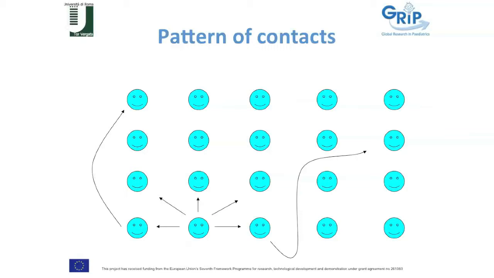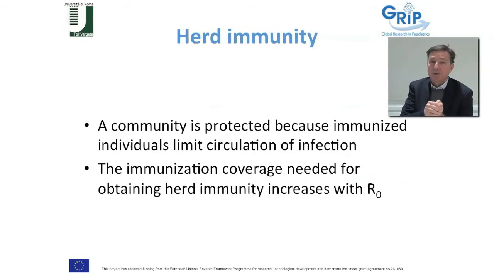Now, the pattern of contacts is very relevant for immunization strategies because we can't always think about isolating a patient, think about Ebola, for example. But the pattern of contacts is important in explaining herd immunity, because we said that an immunization campaign has the principal objective of immunizing individuals, but at the same time we also want to achieve another objective, which is limiting the circulation of a disease in a certain population.